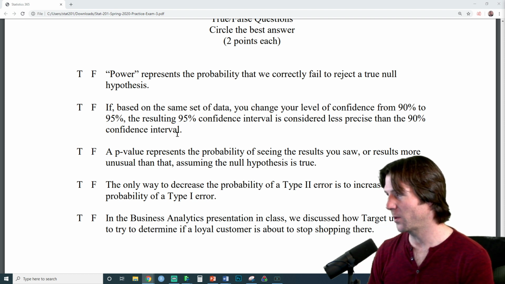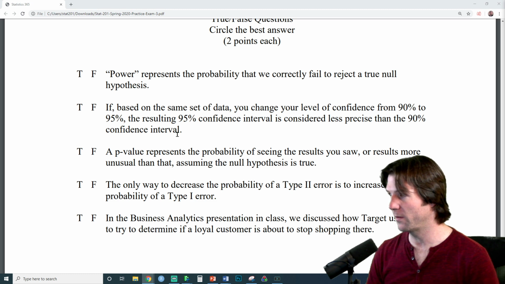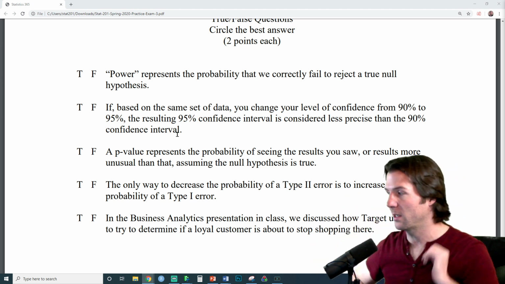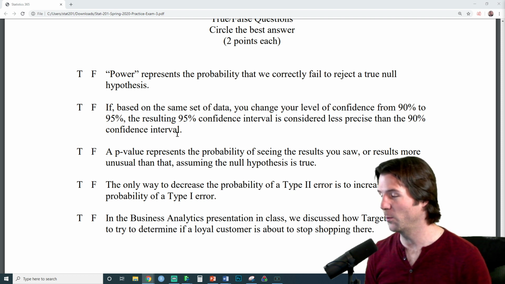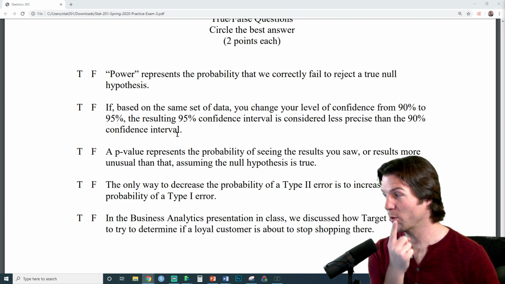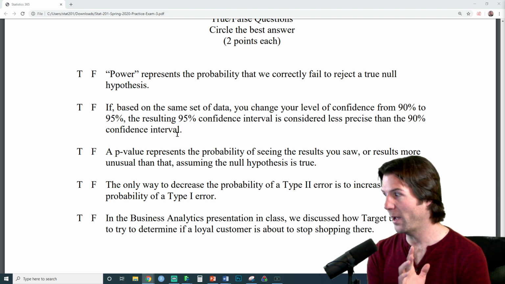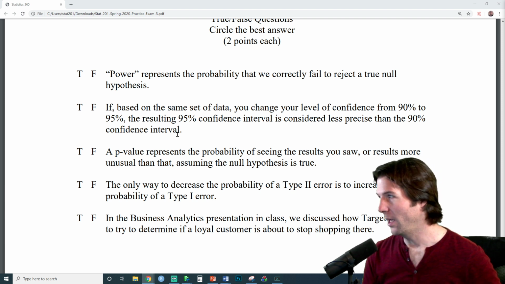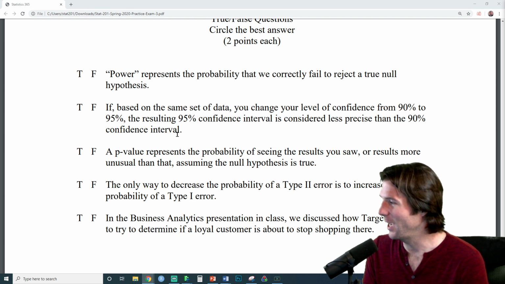Power represents the probability that we correctly reject a true null hypothesis. If the null is true and you reject it, what have you done? So everyone, I want you to think about this. If the null is true and you reject it, what have you done? Type 1 error, that's it. This is not power, this is a type 1 error. Because in a type 1 error, the null is true, and it says we correctly failed to reject a true null hypothesis. Actually, I stand corrected.